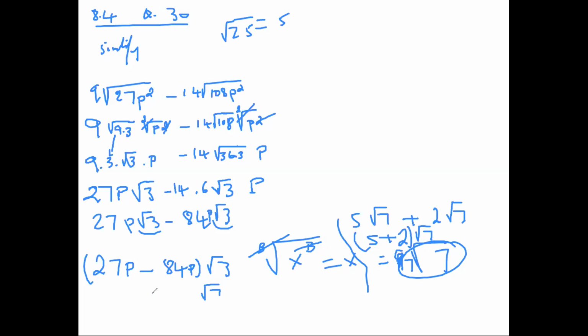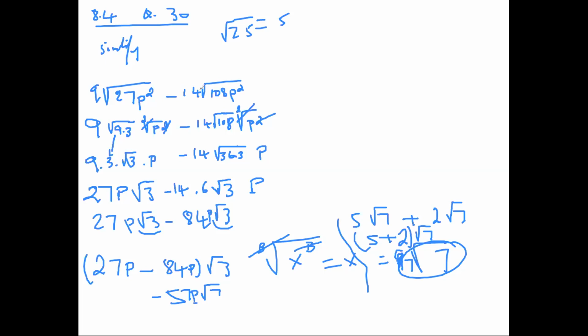Negative 57. 57. You sure about that? Yeah. Okay, good. So that's basically how you simplify those radicals. So it's 57, and don't forget the p. Forgot the p here. It's gotta be 57 and p.